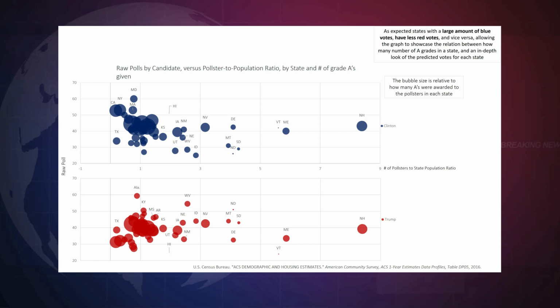Here, we have a bubble graph showcasing the raw poll numbers for each candidate, graphed against the pollster to population ratio, and grouped by state. Here, the bubble size shows us how many A's pollsters in a given state were awarded.